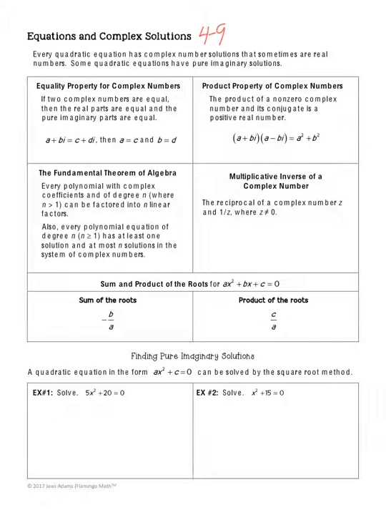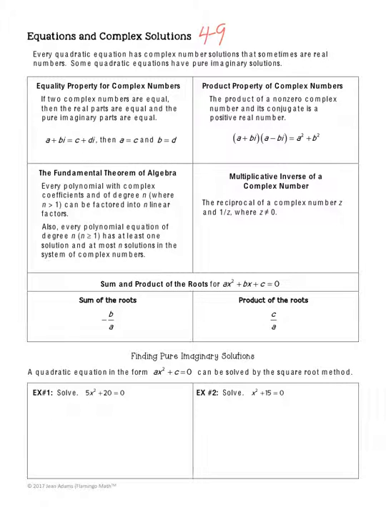So the equality property for complex numbers. If two complex numbers are equal, then the real parts are equal and the pure imaginary parts are equal. In other words, if you have a complex number equals a complex number, logic reasoning states that these real parts must be equal to each other and these imaginary parts must be equal to each other. So I can just set the a equal to the c and the b equal to the d.